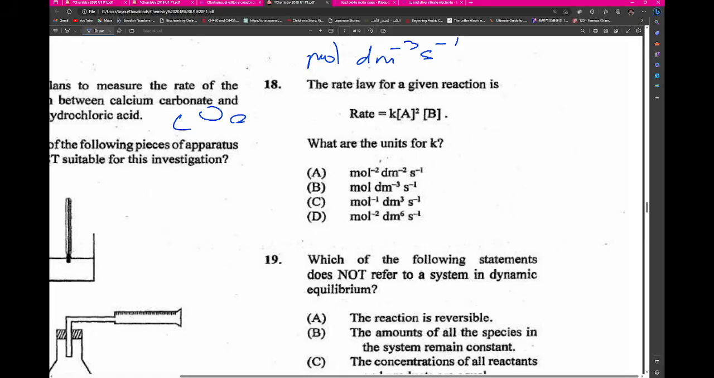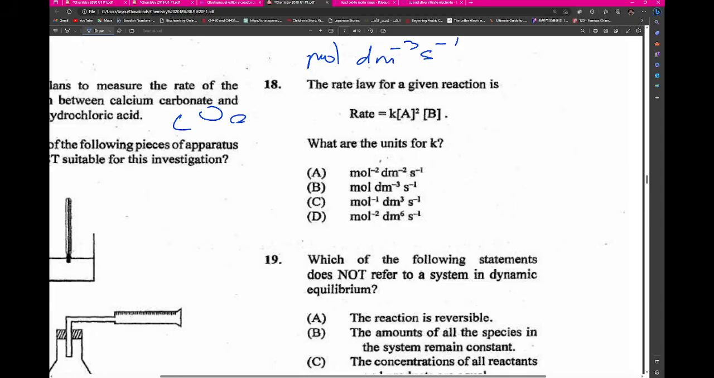Alright, so the units of K, how do we work the units of K for this? Okay, so K should be around mole per dm cube. Then we have mole per dm cube squared. So I think for this question, where we have to find K, let's look at the concentrations first, right?